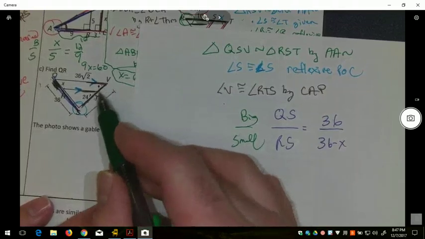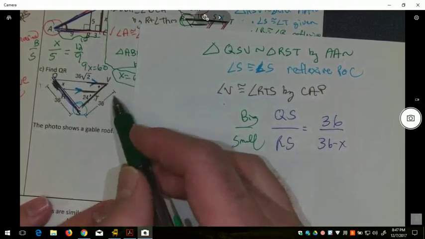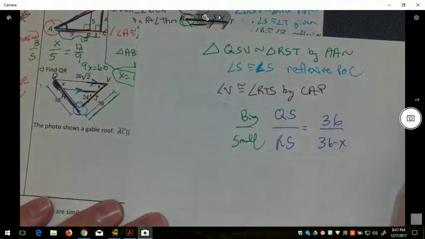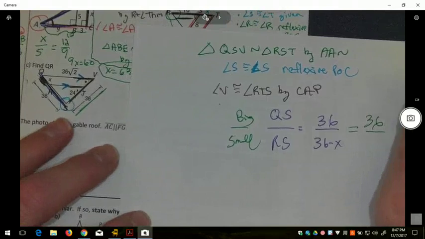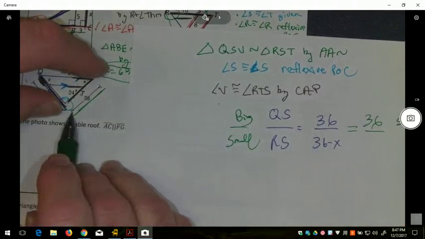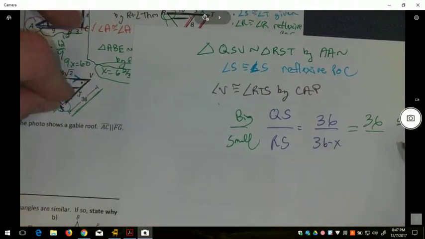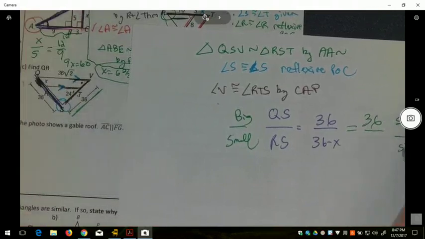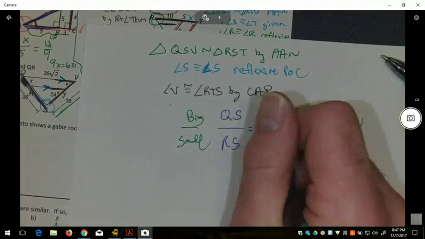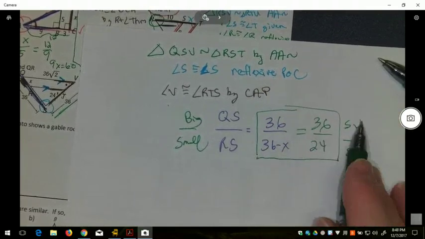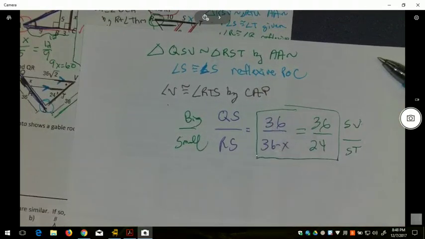The other set of corresponding sides is over on the right side of the picture. The larger one is 36. Oh, it's also 36. That's interesting. And that comes from SV. SV matches up on the small triangle to ST. The length of ST was given to us as 24. So here I have my proportion. I actually labeled the other 2 sides, like big over small, so I could see it.